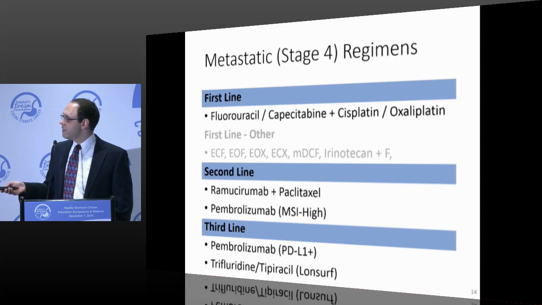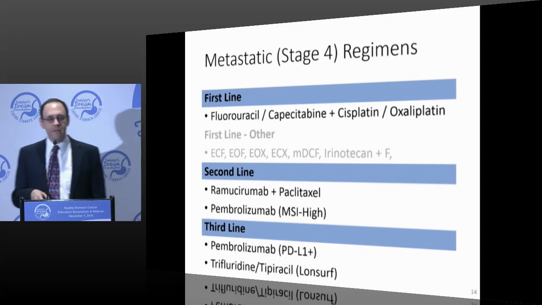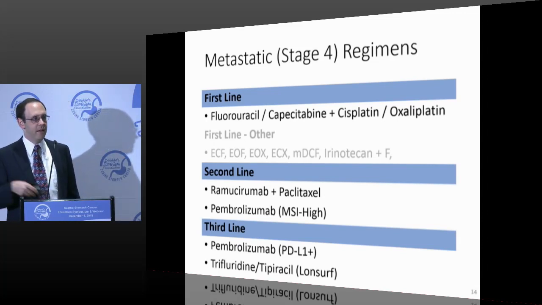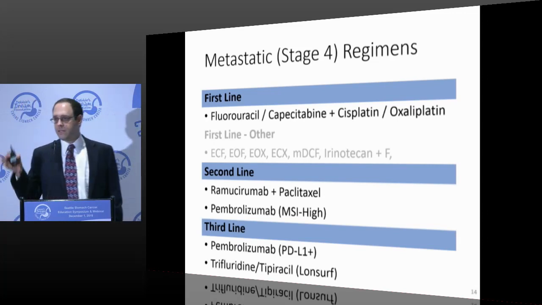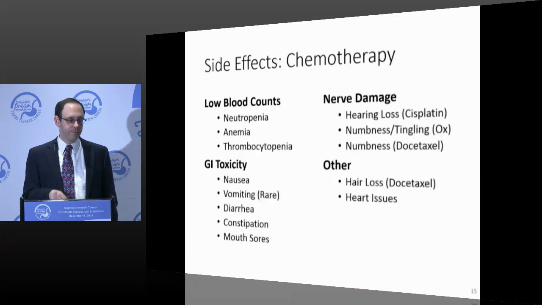Third line, there actually are now third-line treatment options. So most people, potentially with gastric cancer, can potentially get immunotherapy, and we'll talk about that in a minute. And then there's this pill that is, in truth, a little bit like 5-FU that can be given as a third-line option. So there are at least 3 different things that people can get today in order.